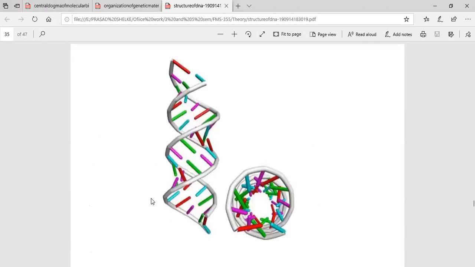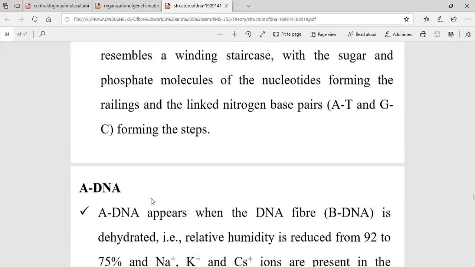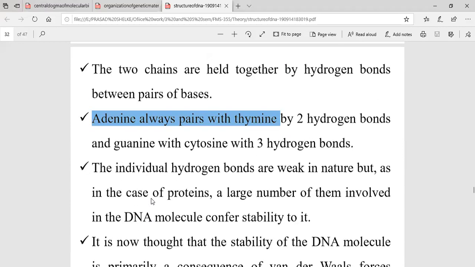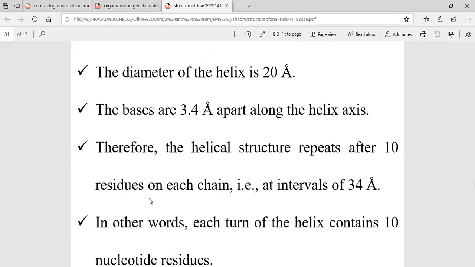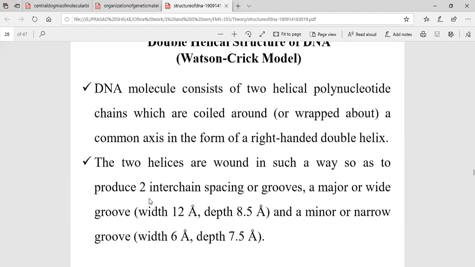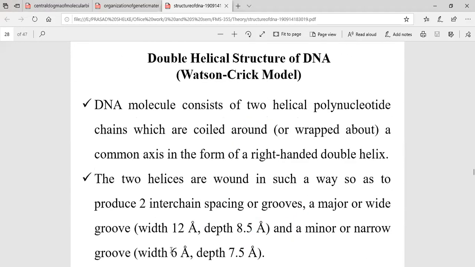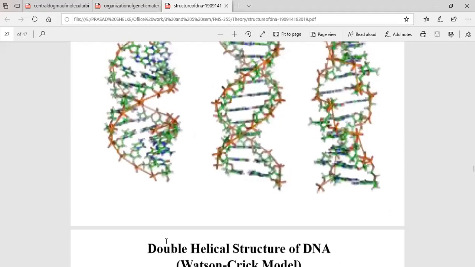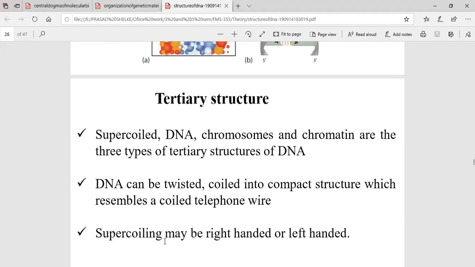So up till now, you understand this. In the structure, if anyone has any doubt, they can ask.